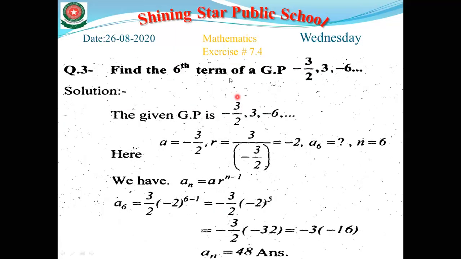Now question number 3. In question number 3, find the 6th term of a GP. In this we have N is equal to 6, A is equal to minus 3 over 2. Now we have to find R. So for R, 3 divided by minus 3 over 2. It's very simple.